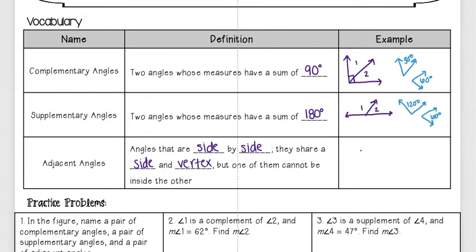And so an example here would be these two angles. Angles, let's say 3 and 4. They share a vertex and they share this side. So these two angles are adjacent.